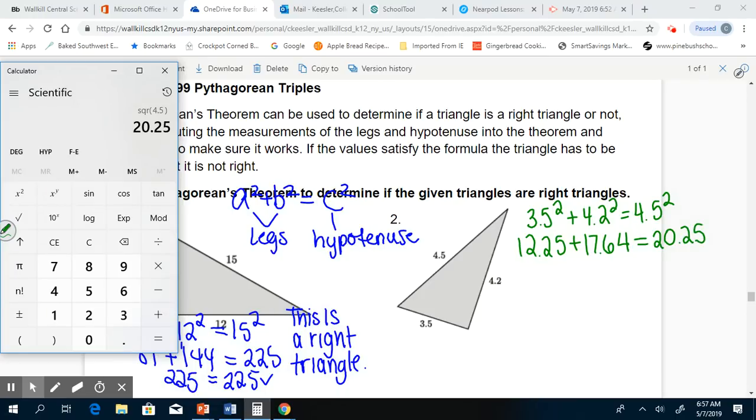Add those up. 4 plus 5 makes 9. 6 plus 2 is 8. 7 plus 2 is 9 again, bringing over our decimal. And 1 plus 1 is 2. So we get 29.89, which does not equal 20 and a quarter. So this is not a right triangle.